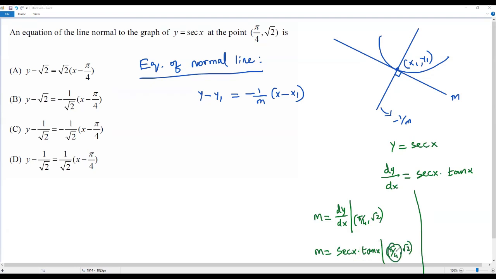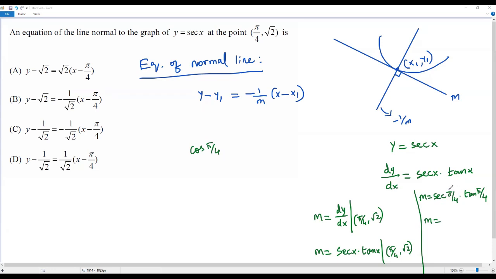So we can plug in this exponent pi over 4x over here and here. Then I'm getting m equals secant pi over 4 times tangent pi over 4. Okay, what is the value of secant pi over 4? For that, we can get the value of cosine pi over 4, because cosine is the reciprocal trigonometric ratio of secant. Once I get the value of cosine, I can get the value of secant.